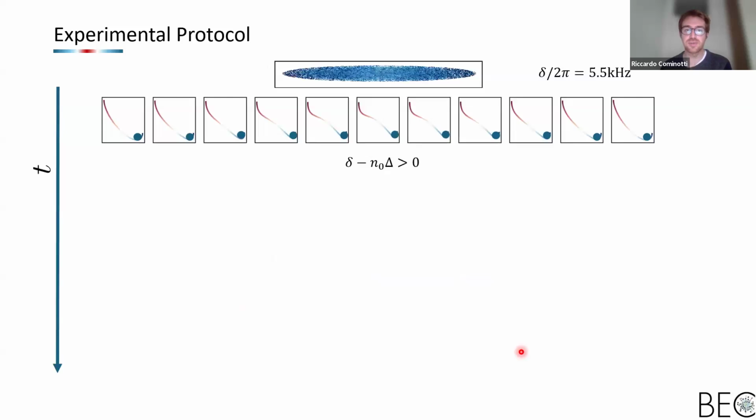So we can finally come to the experimental protocol. We started our experiment with a cloud which is fully prepared in a state with positive magnetization. We prepare the state with a positive magnetization by turning on the coupling with a positive detuning, which is much stronger than the density-dependent detuning that we have in the center of the trap. And this ensures that the cloud is in the ground state and it is fully polarized.